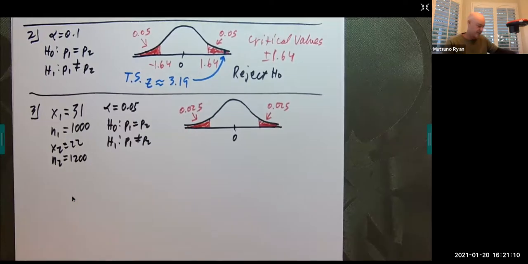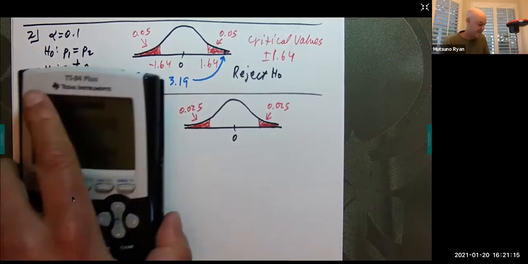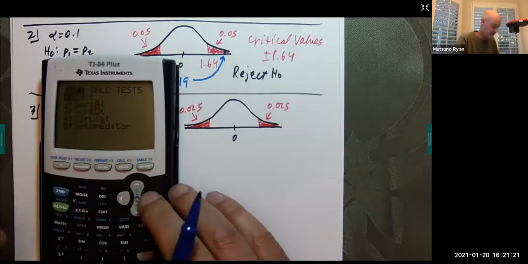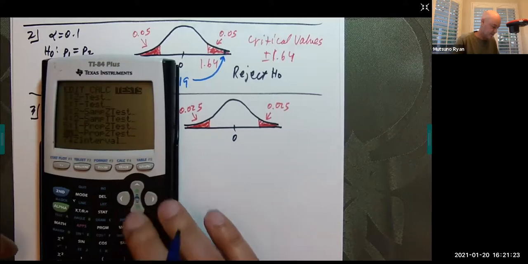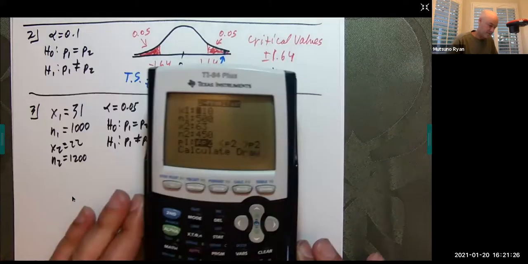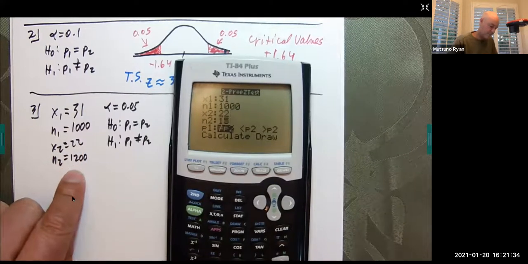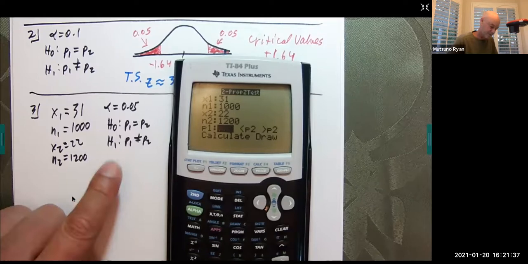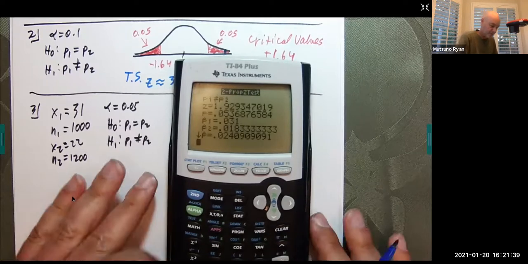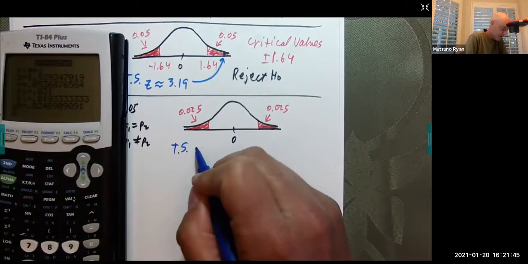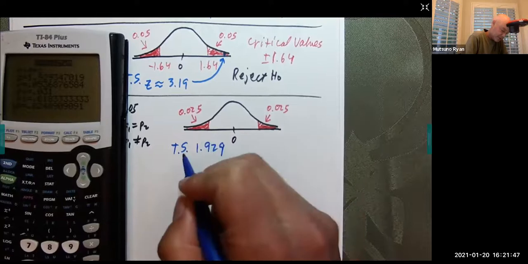And I'm now going to find my test statistic. So this is, again, a 2 proportion z-test. And let's put our data in. 31 out of 1,000, 22 out of 1,200. We have not equal to, and calculate. Our test statistic is 1.929. That's a z.